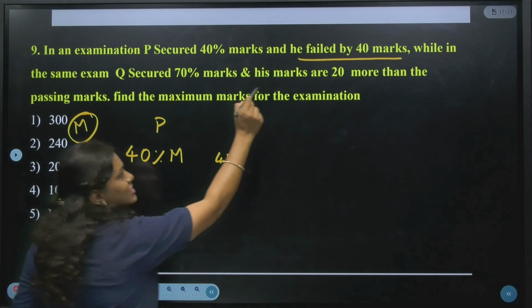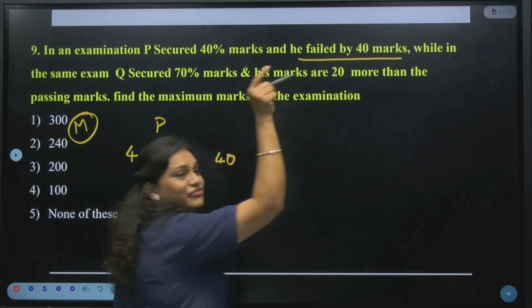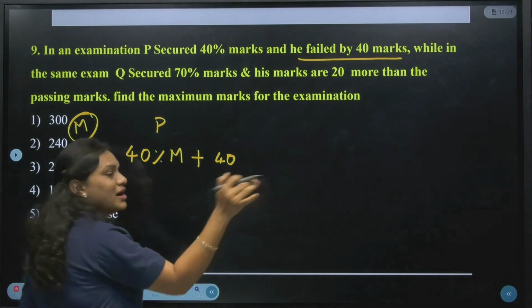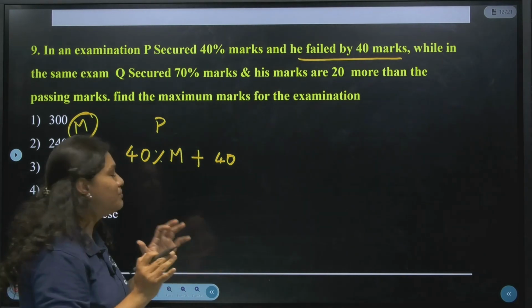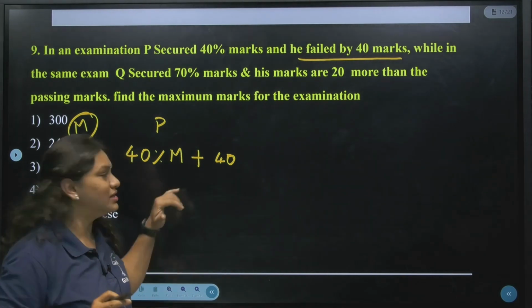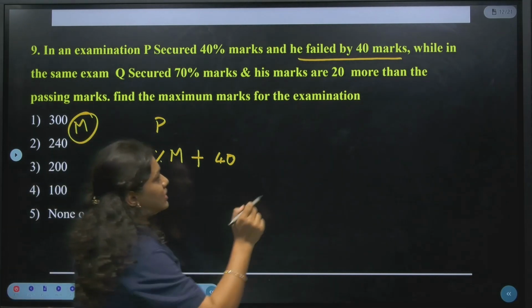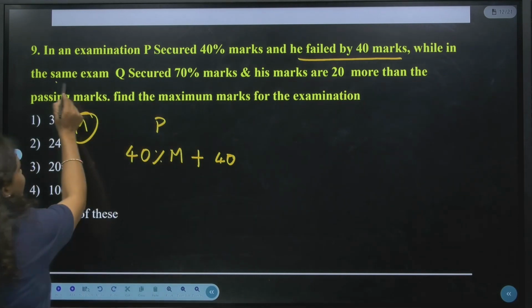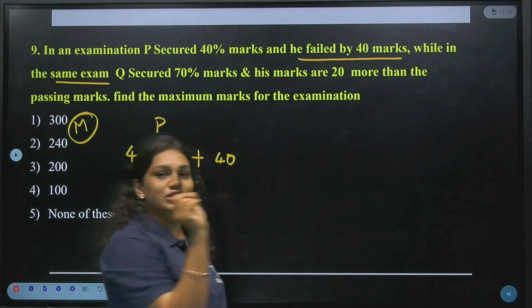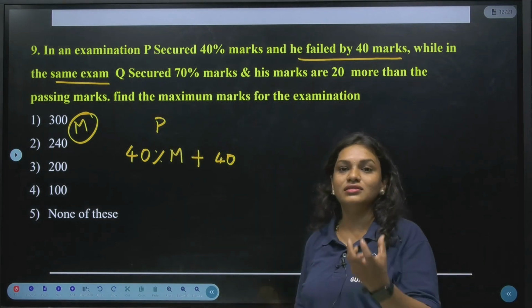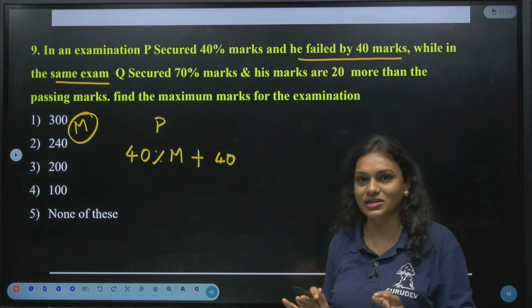Similarly, in this question, the person failed by 40 marks, which means 40 more marks should be scored by the person to clear that exam. Is it clear? Yes. Now similarly, in the same exam, and this is a very, very important condition, guys, the maximum marks will be the same. Is it clear? Yes.